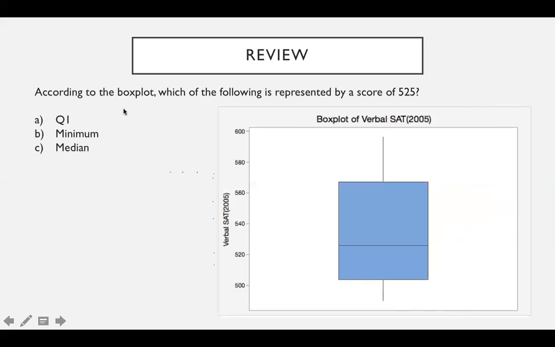All right, awesome. Yes, C is the answer. So the median is represented by the middle line of the box plot. So right here, this is the median. And then Q1 here would be represented by this line. And then the minimum would be represented here. All right. Good job.